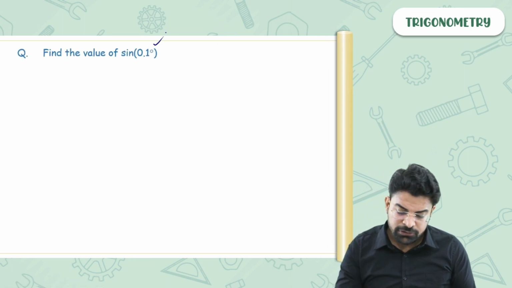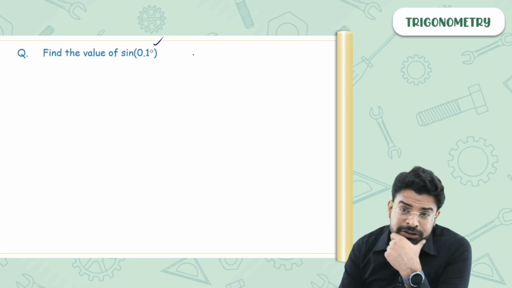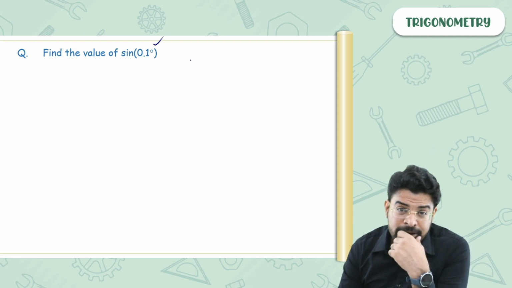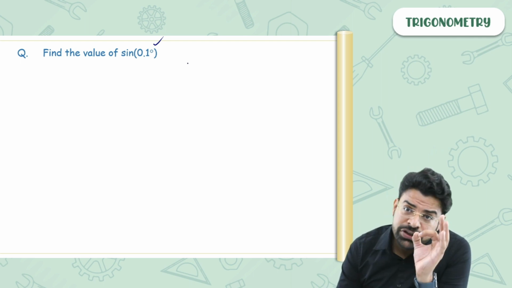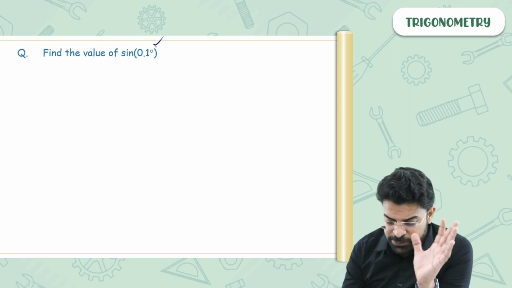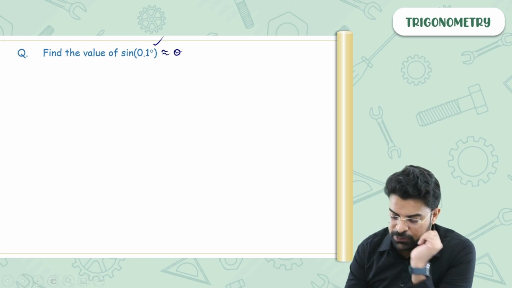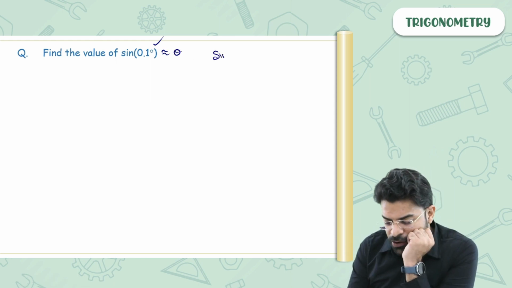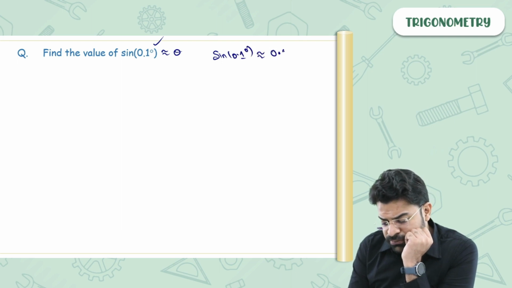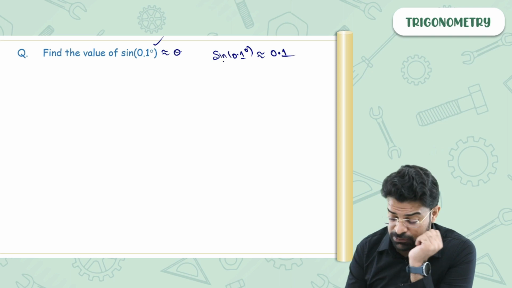Find the value of sine 0.1 degree. So you will say, sir, 0.1 degree is a small angle. I will say yes. And sir, for small value of theta, sine theta can be approximated to theta. So I can say sine of 0.1 degree is nearly equals to 0.1. This will be totally wrong.